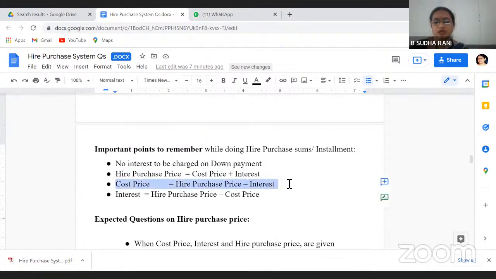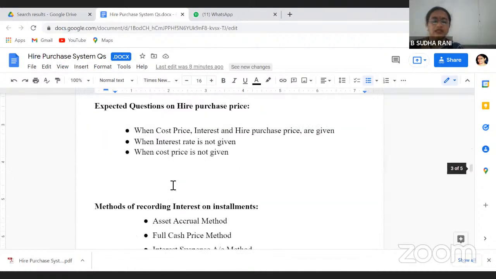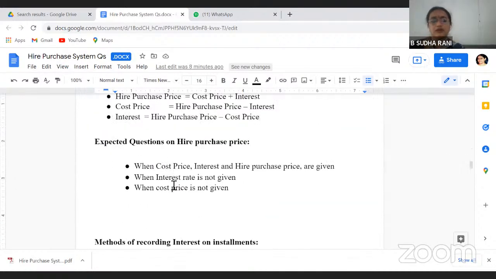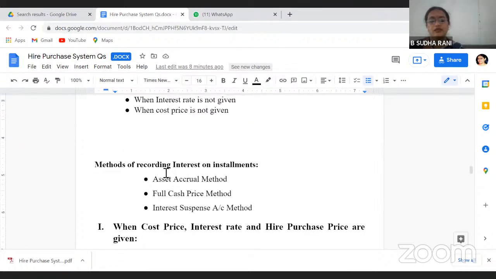So how do you get the cost price? Hire purchase minus interest. How do you get interest? Hire purchase minus cost price. You are supposed to remember this for the exam, for working out the problems. These are the methods under which you may expect the questions, meaning recording of transactions under these three methods.